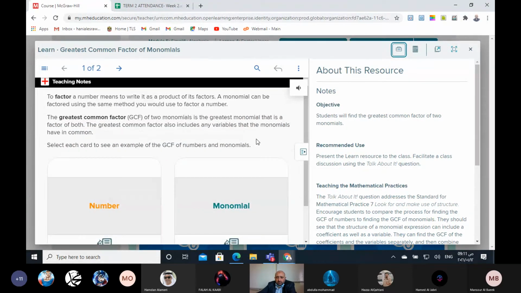This is not a new vocabulary. You know it from last year. What's the meaning of the factor and what's the meaning of the greatest common factor? To factor a number means to write it as a product of its factors. A monomial can be factored using the same method you would use to factor a number. The greatest common factor, GCF, of two monomials is the greatest monomial that is a factor of both. The greatest common factor also includes any variables that the monomials have in common.